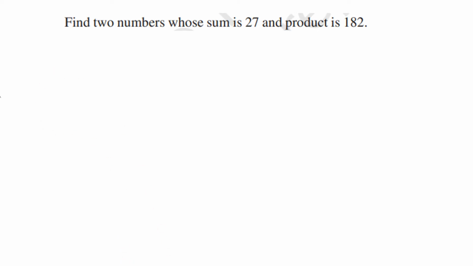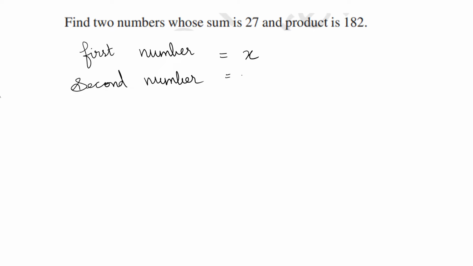So what I am going to do is, first number I am going to take as x. And second number I am going to take as 27 minus x. Okay, and you see, if you take the sum of these two numbers, x plus 27 minus x, x will get cancelled, 27 will come.